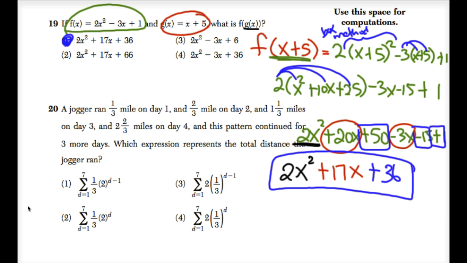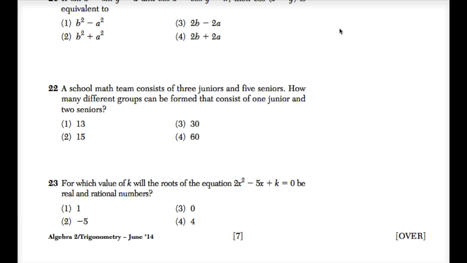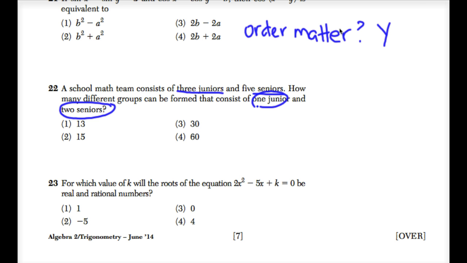20 we haven't done, 21 we haven't done, and we did 22. So let's take a look at 22 and 23 on this page. Here we go. A school team consists of 3 juniors and 5 seniors. How many different groups can be formed that consist of 1 junior and 2 seniors? So the first thing you ask yourself is, does the order matter? If the order matters, I'm using permutation. If the order does not matter, I'm using combination. In this case, order does not matter, so I'm going to use combination.